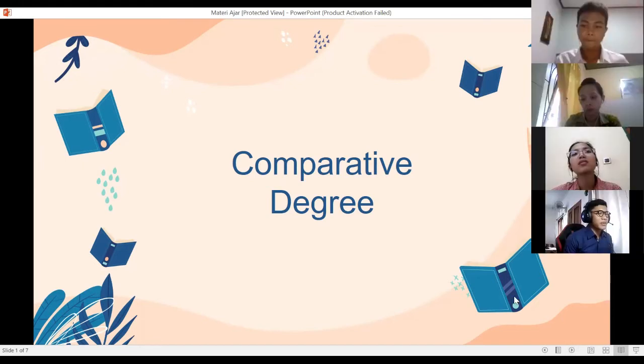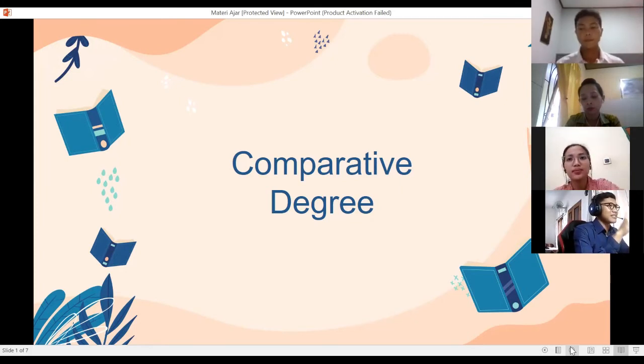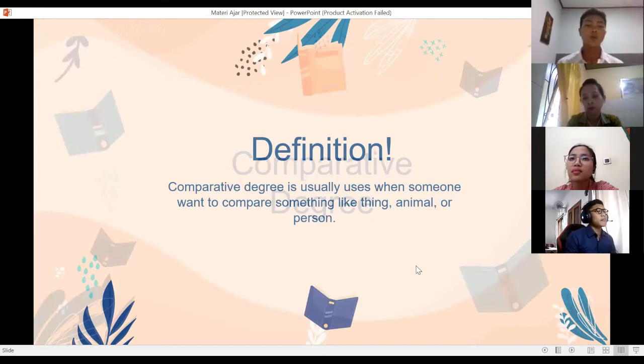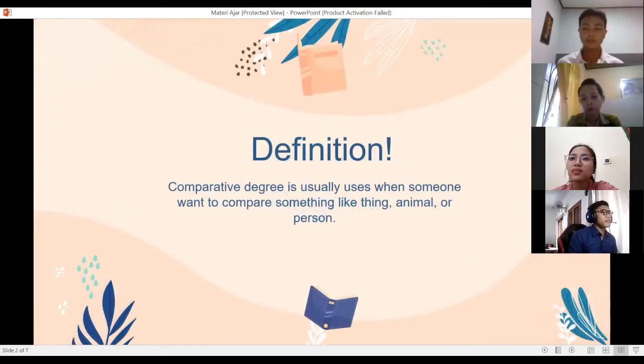Comparative degree, we could say it illustrates or describes the contrast between one thing and another thing. For example, the number of people in the class. People in class A is 28 students, and the students in class B is 29. So the people in class A is fewer than the people in class B, like that. Okay, absolutely correct. So the definition is: comparative degree is usually used when someone wants to compare things, animals, or persons.